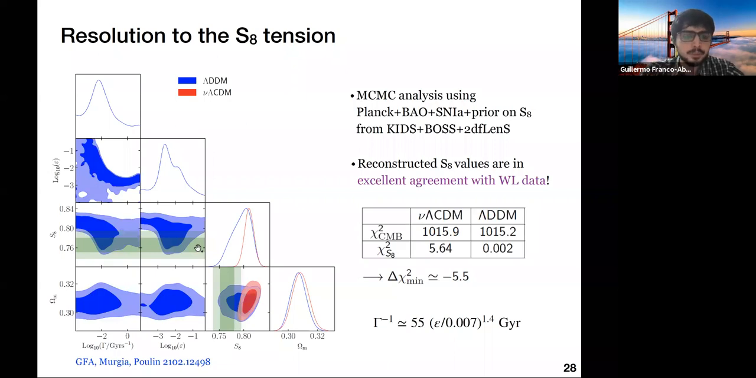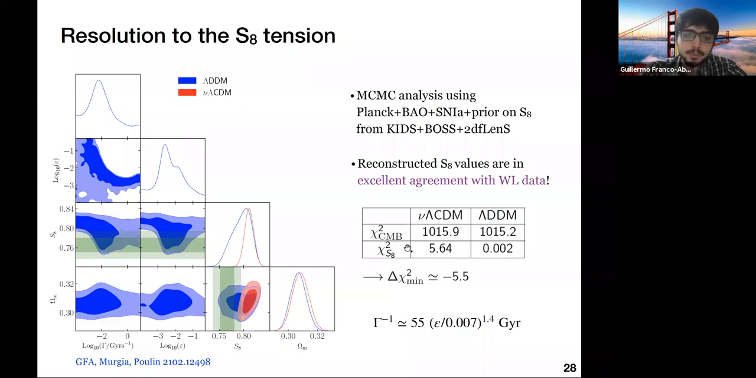Also, in order to gauge the importance of this resolution, we are comparing with another model that I call nu lambda CDM, which is essentially lambda CDM, but having the mass of the neutrinos as a free parameter. And what we see is that the decaying model performs much better in explaining a low value of S8 than the neutrino model. In particular, it gets a much better fit in the value of S8.